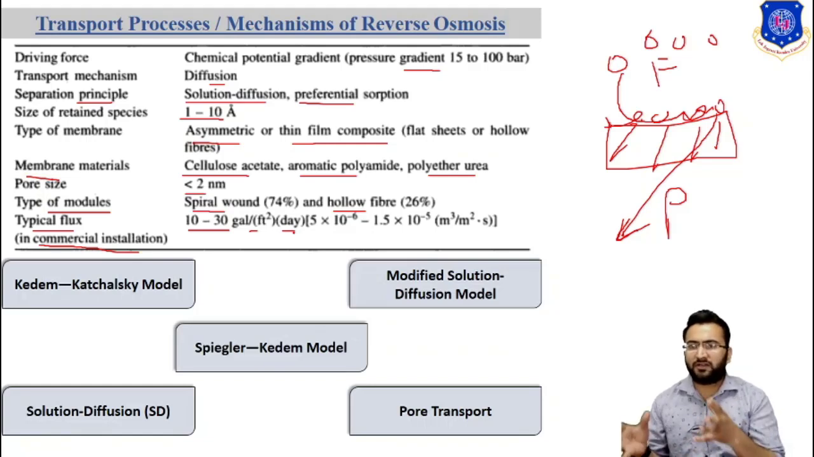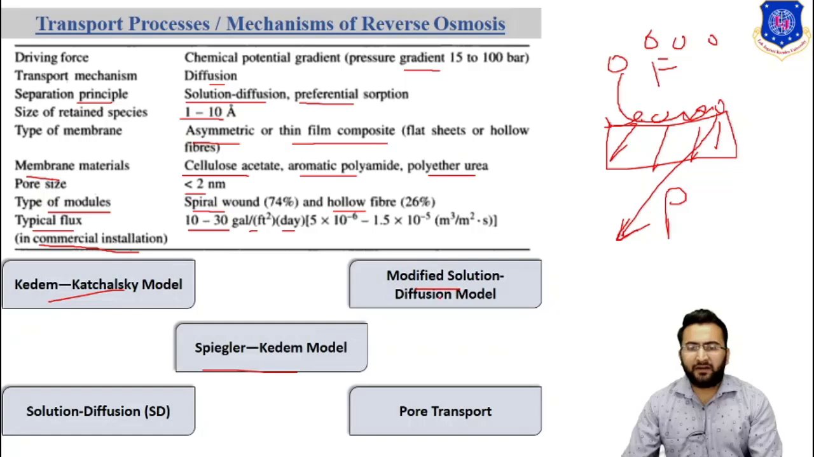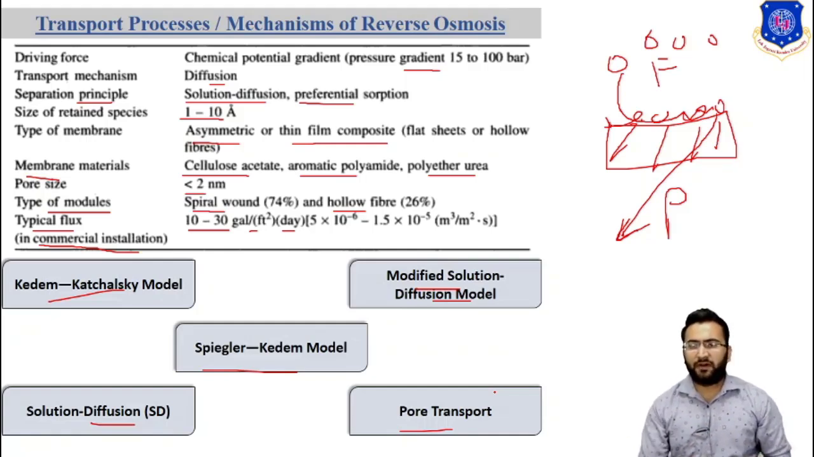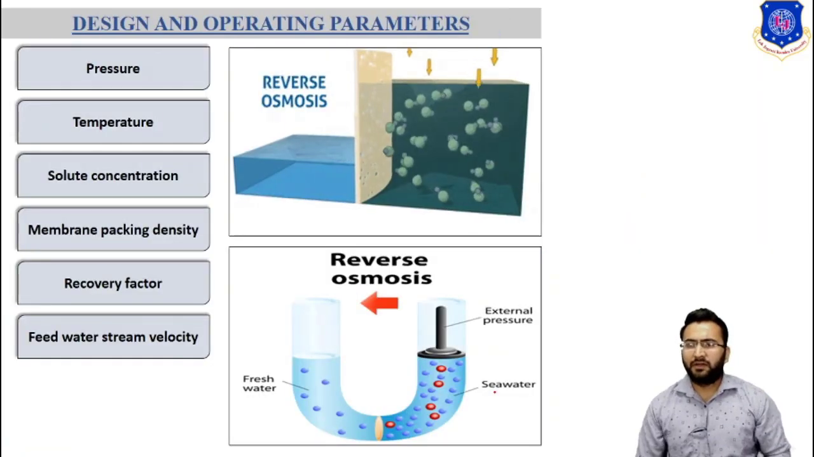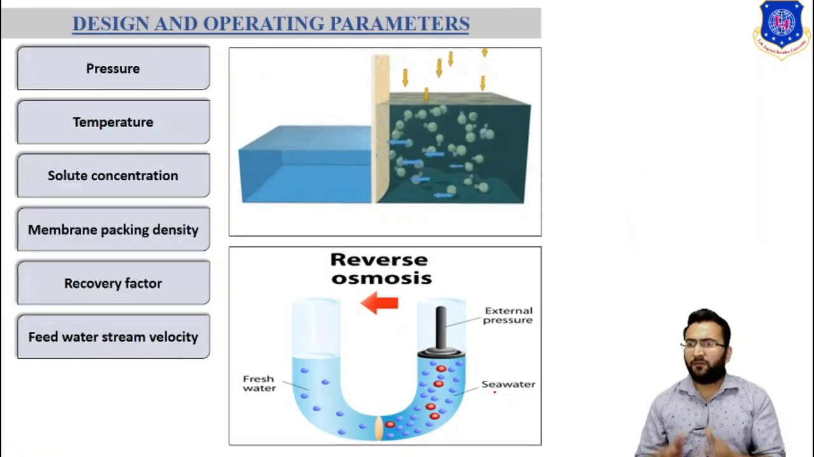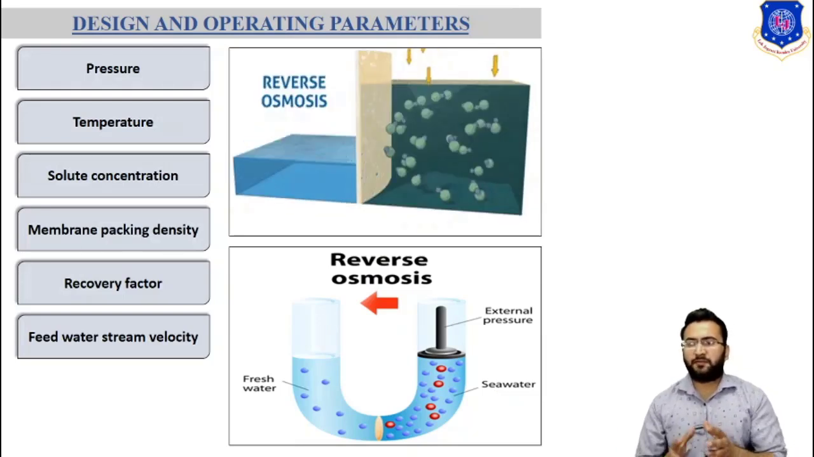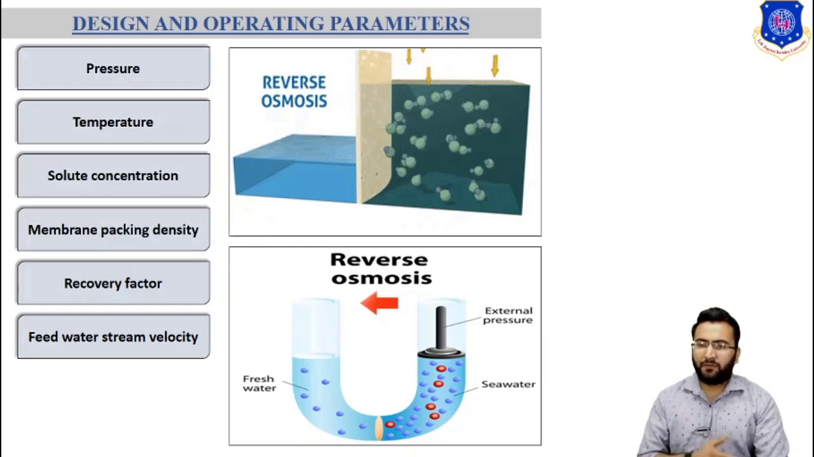There are various models for transport mechanism in reverse osmosis, such as the Kedem model, Spiegler model, modified solution diffusion model, and pore transport model. So these all models represent the transport mechanism of reverse osmosis. Now let's discuss the various design and operating parameters for reverse osmosis. There are mainly 6 parameters which affect design and operation for reverse osmosis: pressure, temperature, solute concentration, membrane packing density, recovery factor, and feed water stream velocity.